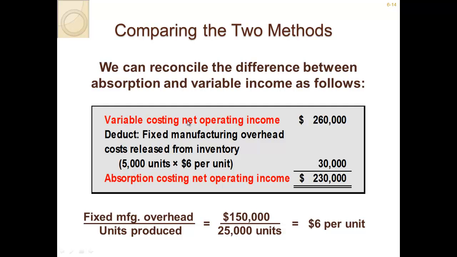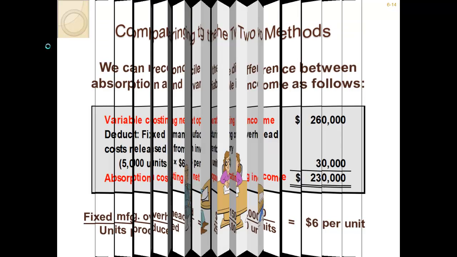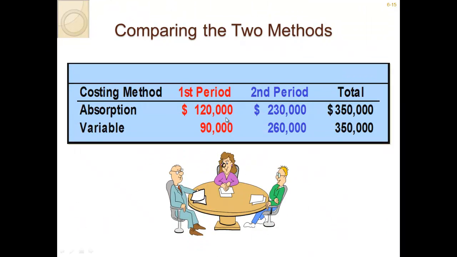So again, we can reconcile this. All we're doing is moving the fixed manufacturing overhead. It's being absorbed into inventory, ending inventory. So this is a good way, absorption, to decide what to do with the product, because you could actually end up with a break-even number that isn't correct because you're including fixed manufacturing overhead. So the first period we had 120 and 230. The second period we had 90 and 260. In total, we got to the same number, but it's just depending on where the inventory was sitting.